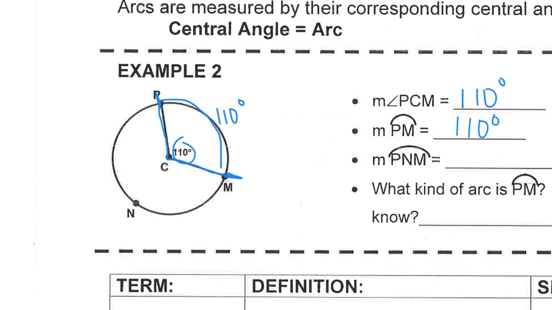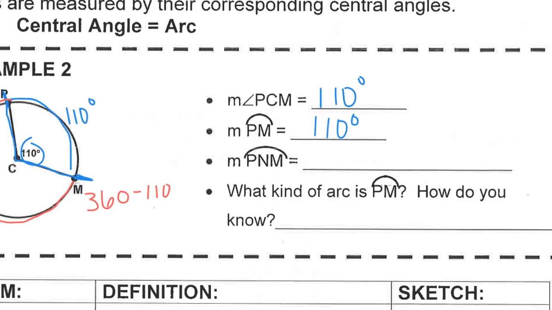Then I need to find this other piece, and it tells me PNM, meaning it goes over here through N back to M. I know there's 360 degrees in a circle, and with the minor arc, we used 110 of those. So I just do the subtraction, and you get that arc PNM is 250 degrees.